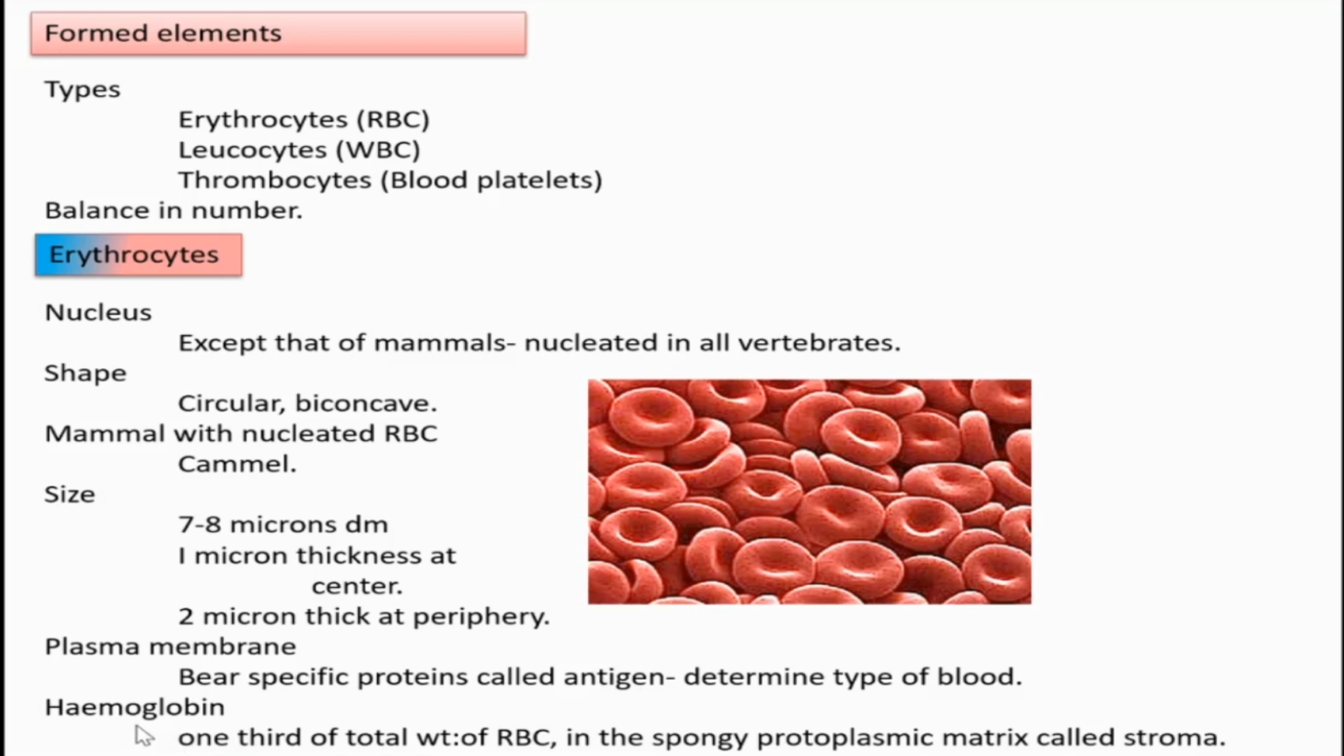Then hemoglobin is an important part. It is the carrier. We have learned in the respiratory physiology chapter in great detail about hemoglobin, its structure, its function, everything. So 1/3 of the total weight of RBC accounts for hemoglobin, and inside the RBC, hemoglobin is held by a spongy protoplasmic matrix called stroma. Stroma is holding the hemoglobin inside the RBC.